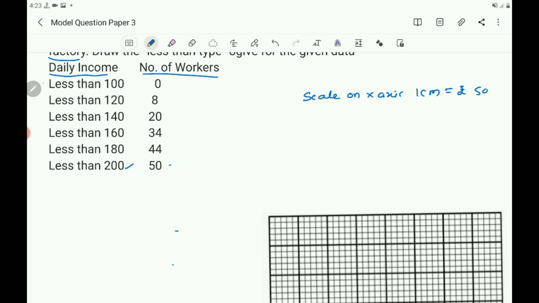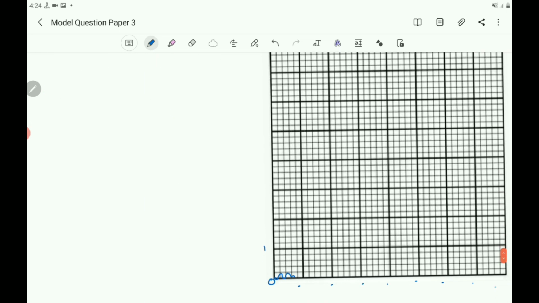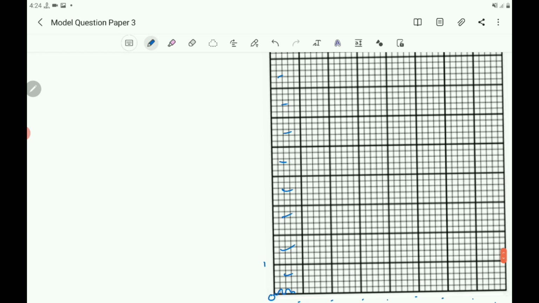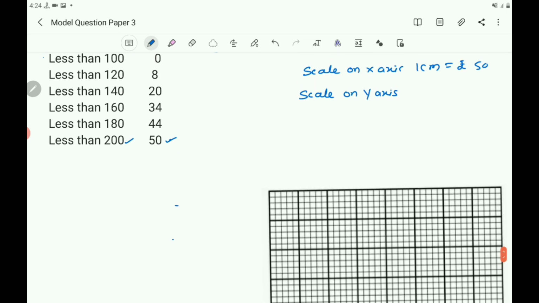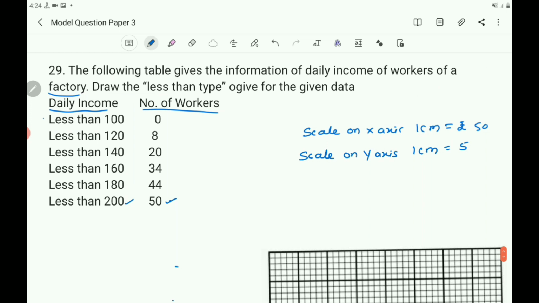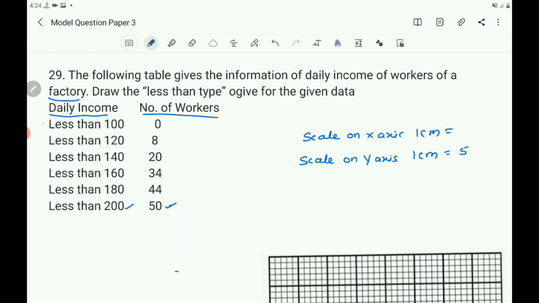And scale on y-axis. Here it starts from 0 and ends at 50. So here you can have 1, 2, 3, 4, 5, 6, 7, 8, 9, 10. 10 boxes are there for you. So you can have 1 centimeter equals 5, 5 people you can have. Here you can take 50 units.